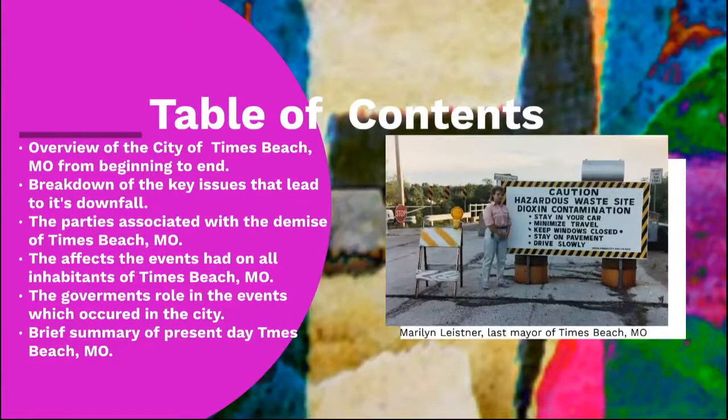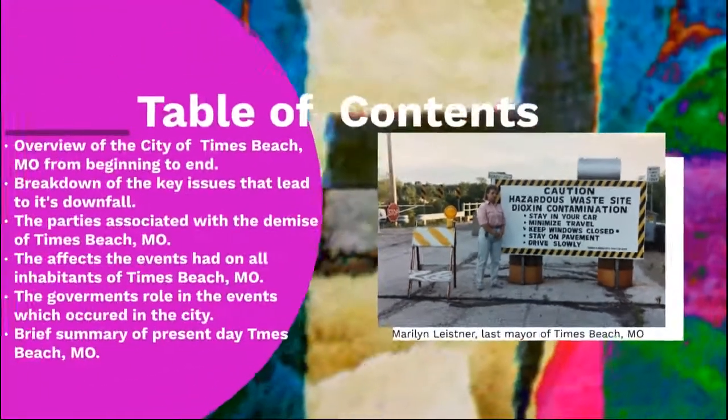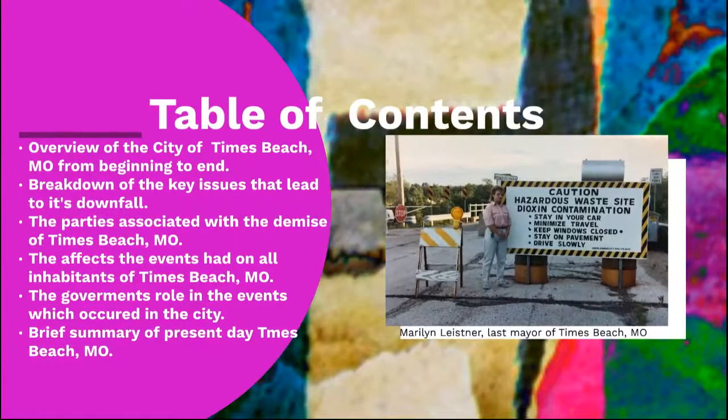In the table of contents, as we just discussed, I'll give you the overview of the city of Times Beach. We'll break down the key issues that led to the downfall. We'll also discuss the parties associated with the demise of Times Beach and the effects that the event had on all inhabitants, including the humans that were living there and also the animals. We'll also discuss the government's role in the events, and we'll give you a brief summary of the present day Times Beach, Missouri. I did want to just show you here that this is the last mayor of Times Beach. Her name was Marilyn Leisner.